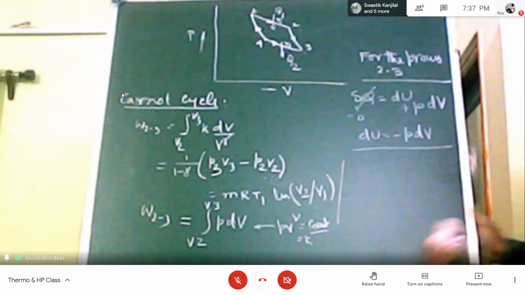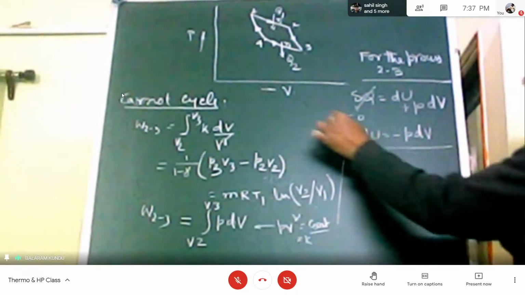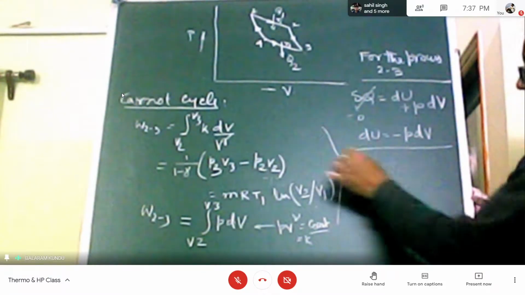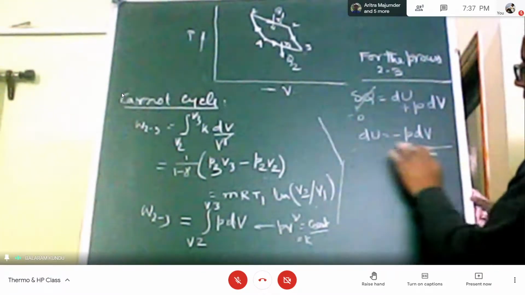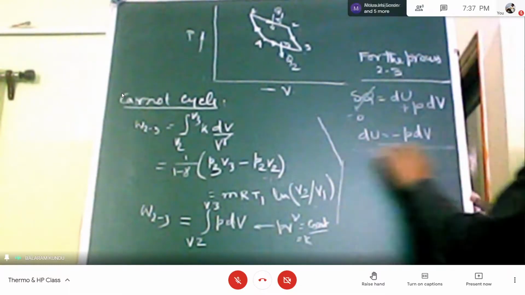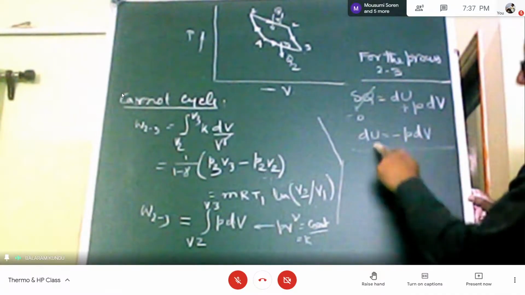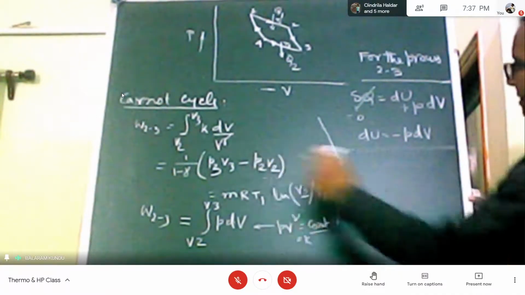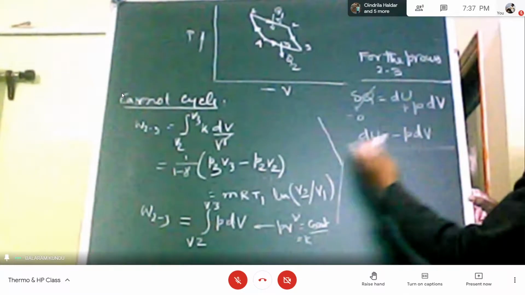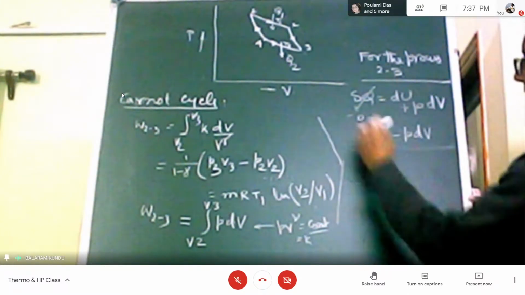So we can write here du equal to minus PdV. This expression is also valid here, so dq equal to zero and du equal to minus PdV. So minus PdV, and the PdV expression is like this, or you can expand it in this way.